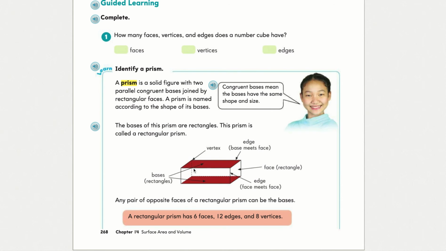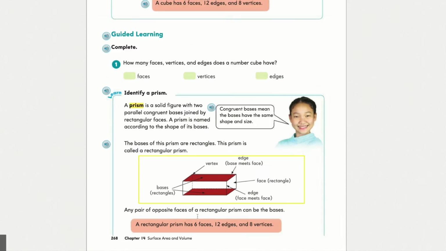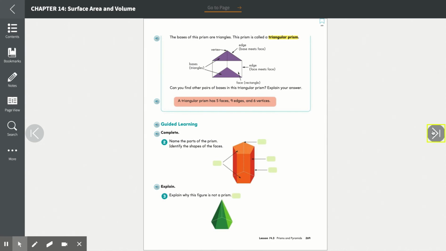A prism is named according to the shape of its bases. The bases of this prism are rectangles, so this prism is called a rectangular prism. Any pair of opposite faces of a rectangular prism can be the bases. So these are the ones that are colored here, but it could have been the side base. The side rectangles could have been the bases right here and right here. Could have been these sides, the front and the back, but they chose to do the parts that they colored red. So a rectangular prism has 6 faces, 12 edges, and 8 vertices.